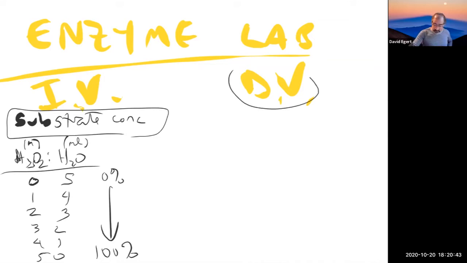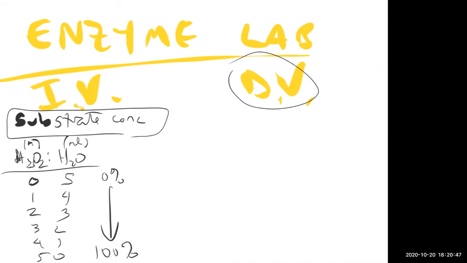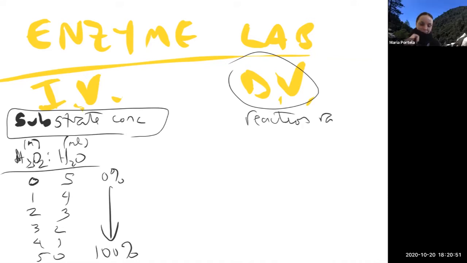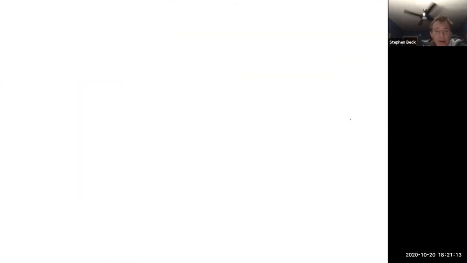What was the dependent variable? The rate of reaction. Yeah, so the reaction rate. This one is not so easy. How did we actually get measurements of reaction rates? We use the slope of the line. Slope of what line? For each concentration, what was it? Milliliters over time, and then the slope of that graph was the reaction rate.